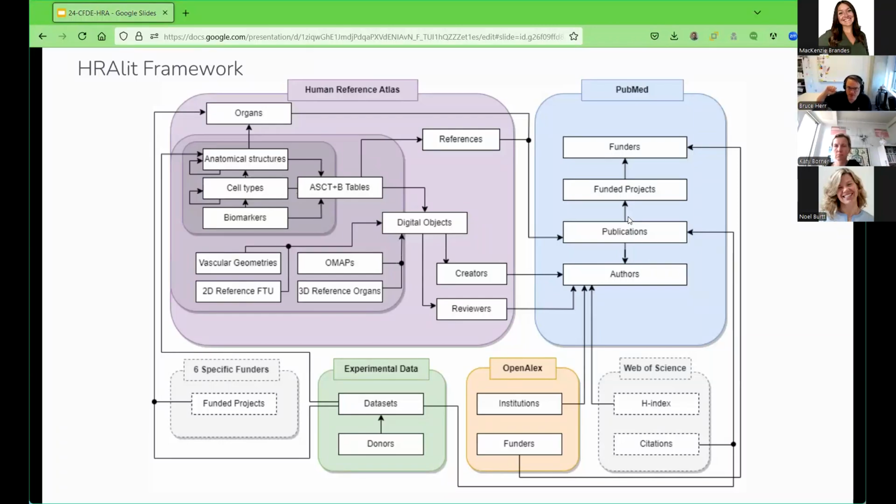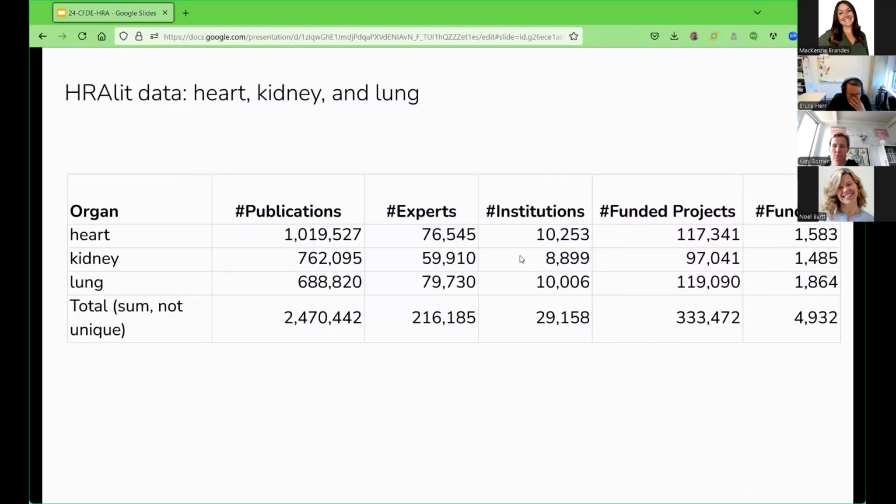So we take those papers, we went through to PubMed and found related authors, publications, funded projects, funders. So that then there's a whole other layer that you can add to the HRA, which is all the academia, all the academic research that's going on around the HRA. And again, this is from HRA lit version 0.5, about 2.4 million articles for these three organs we identified.